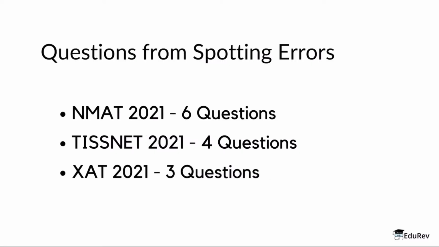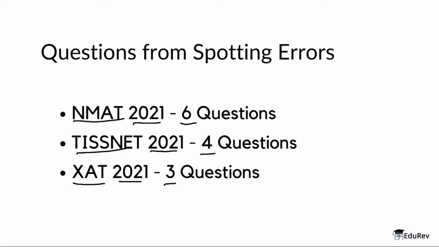See, questions from spotting errors are not directly asked in CAT, but topics of CAT, such as sentence correction, need you to be well versed in spotting error questions in order to get the sentence correction right. Another important reason to study spotting errors is that in other exams such as NMAT, IIFT, and GMAT, questions from spotting errors are directly asked in the exams. As you can see here, 6, 4, and 3 questions respectively were asked in NMAT, IIFT, and GMAT in 2021. So you can see spotting errors in itself is a very important topic.